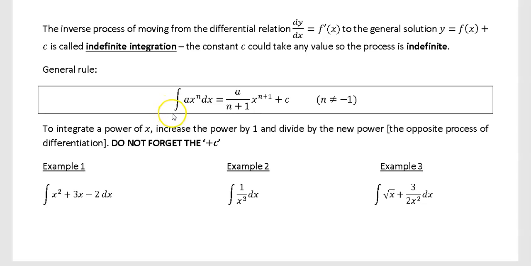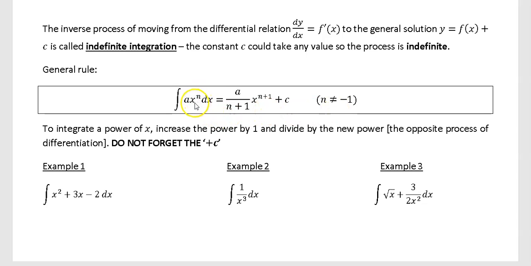The general rule for integration, so you should have seen this in your AS1 and also your GCSE Further Maths. If you integrate ax to the power of n, what you do is you raise the power by 1 and then you divide by the new power. So this works for all positive, negative, or fractional values of n, except n equals minus 1. And we'll see a bit later on what we do if n is equal to minus 1. So for any other value of n, this works.